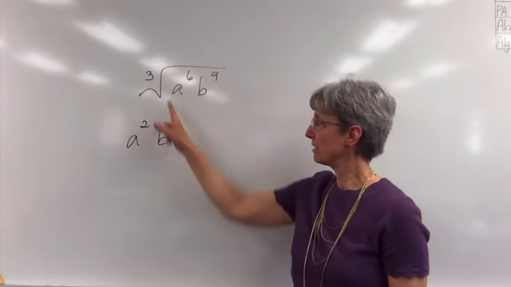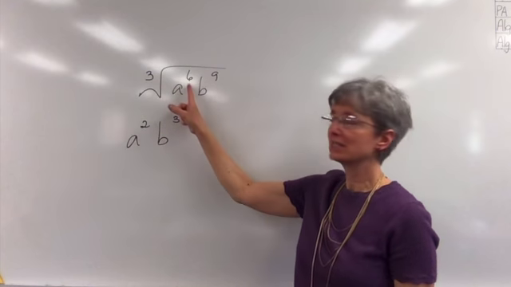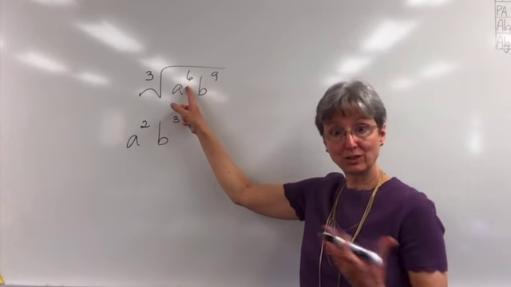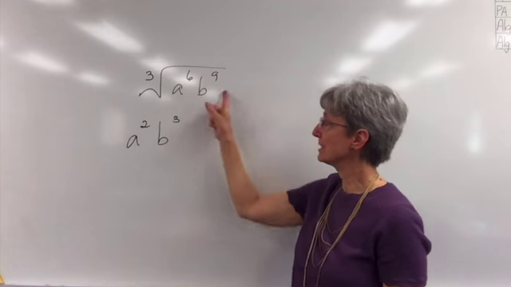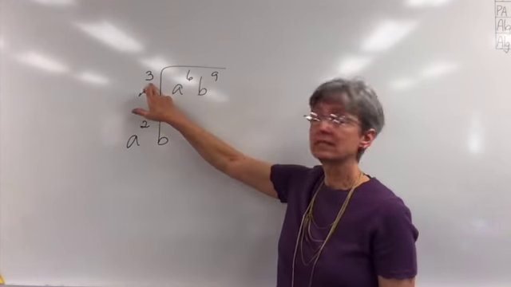So 9 divided by 3 is 3. 6 divided by 3 is 2. 2 times 3 is 6. It's a power of a power, right? I'm undoing powers. 3 times 3 is 9. There's my answer. Now, this is an odd number.